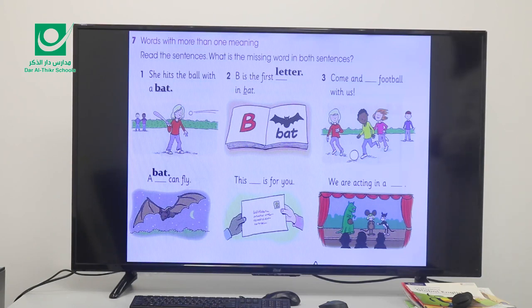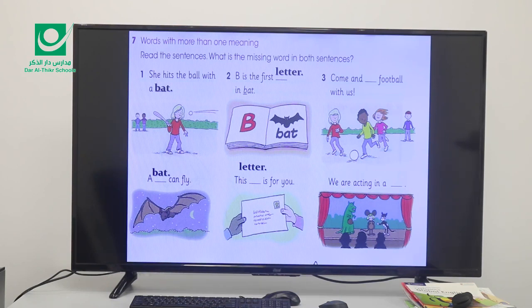Letter. Yes, letter. You know the alphabet is A, B, C, D, okay? They are the letters. And down, again, this picture is for a letter, when you write a letter to your friend in some other places. Yes, this letter is for you.